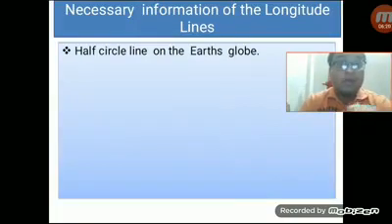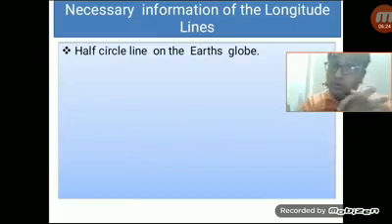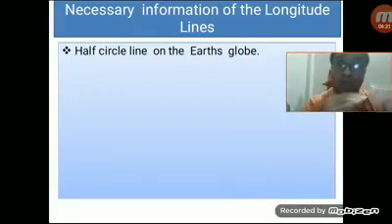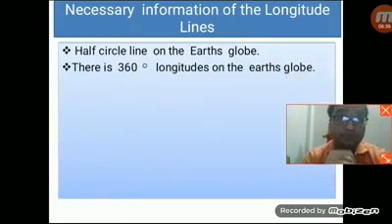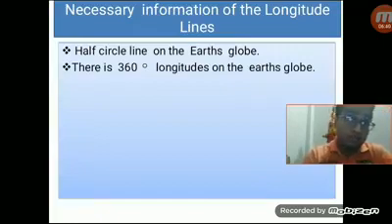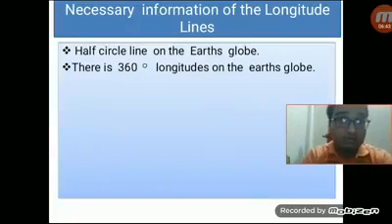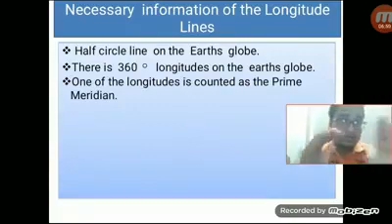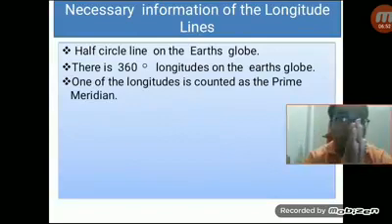First of all, longitude lines are half circular lines on the Earth's globe. We know the latitude lines are full circular lines, but longitude lines are half circular lines. There are 360 longitudes on the Earth's globe. Next, one of the longitudes is counted as the prime meridian or the Greenwich meridian. I have already discussed the Greenwich meridian.